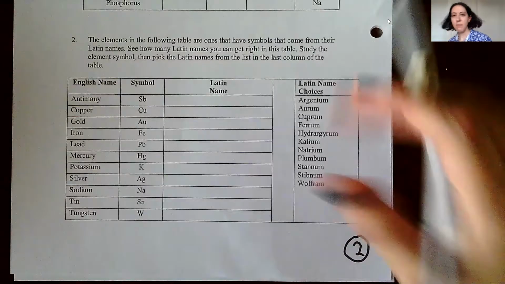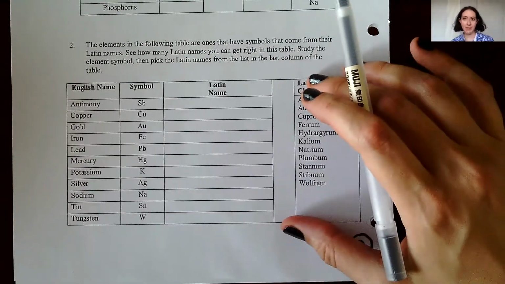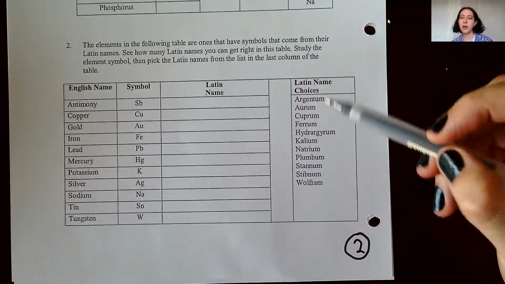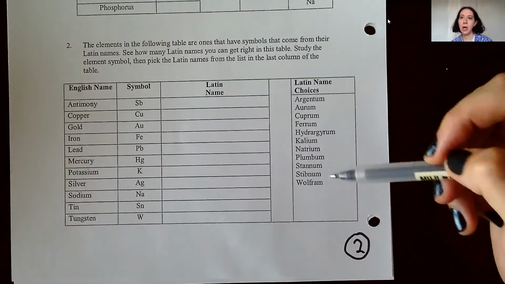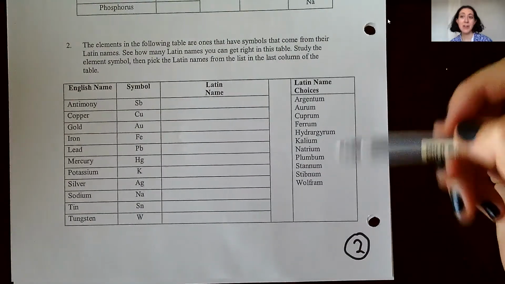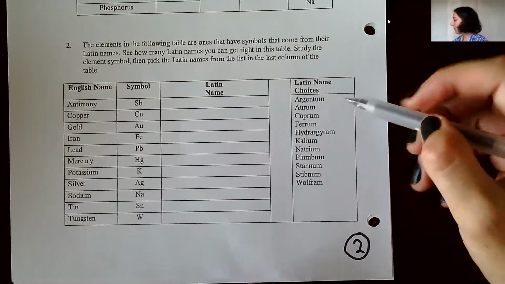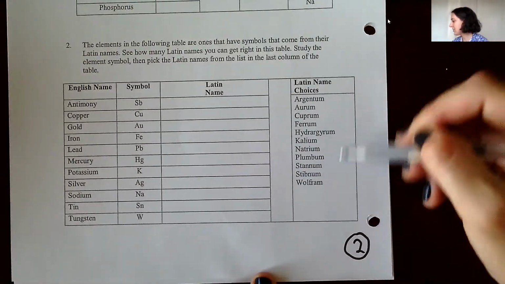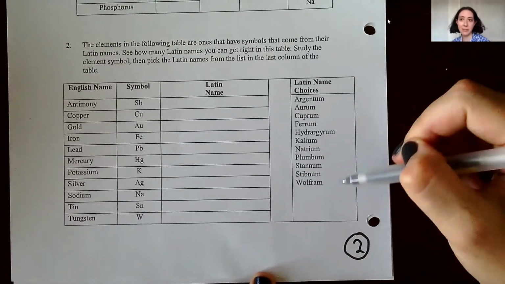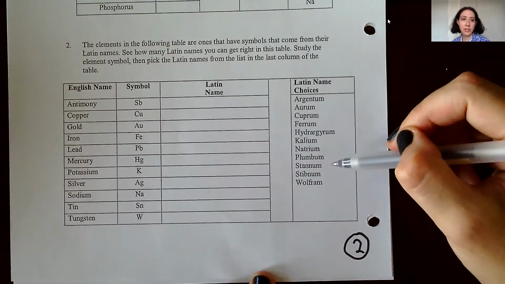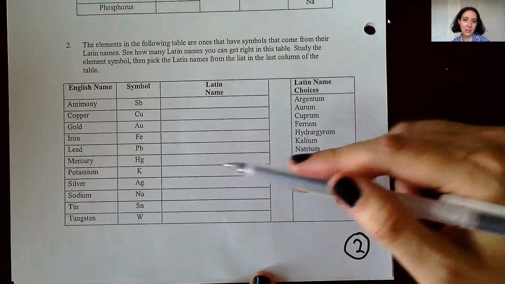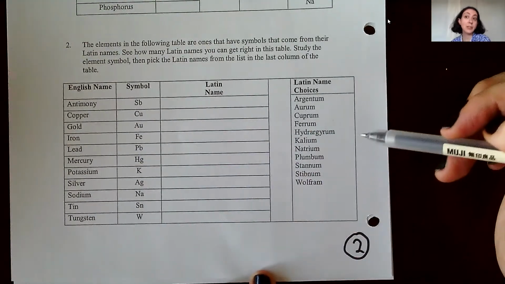All right. This is my favorite section of this whole thing. This is the most useful thing. A lot of these elements, the symbols come not from their English name, but their original Latin name. So this is your word bank, these are your choices. These are Latin names of elements. And what you're going to do is try to figure out how they match with their English counterparts.